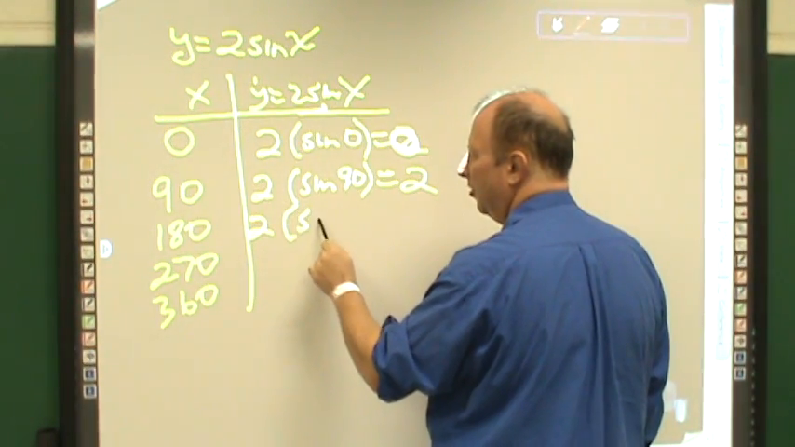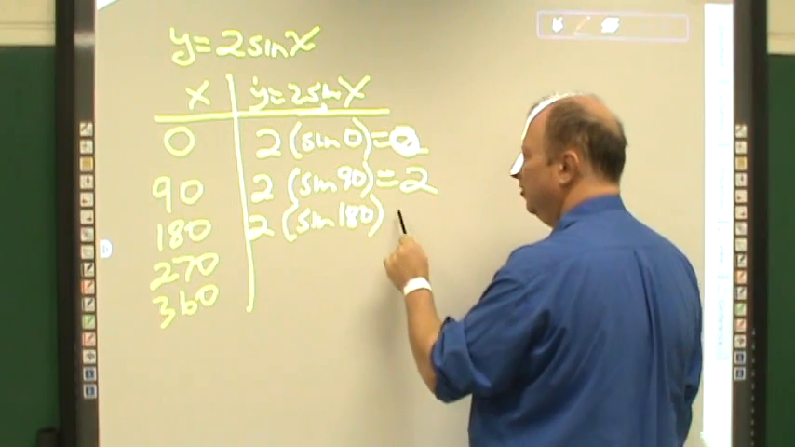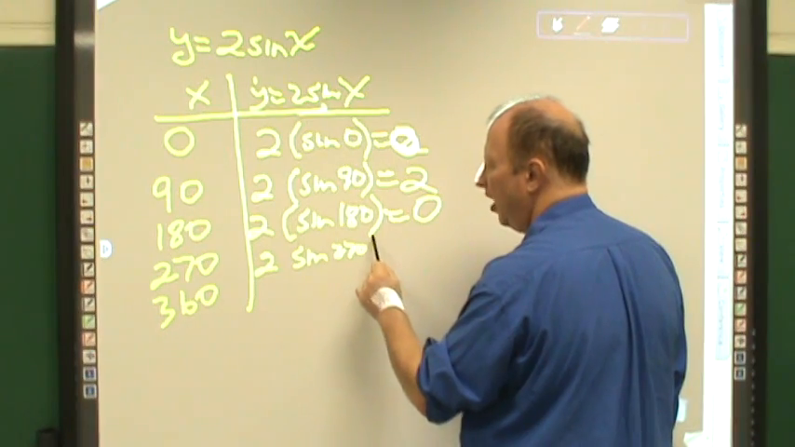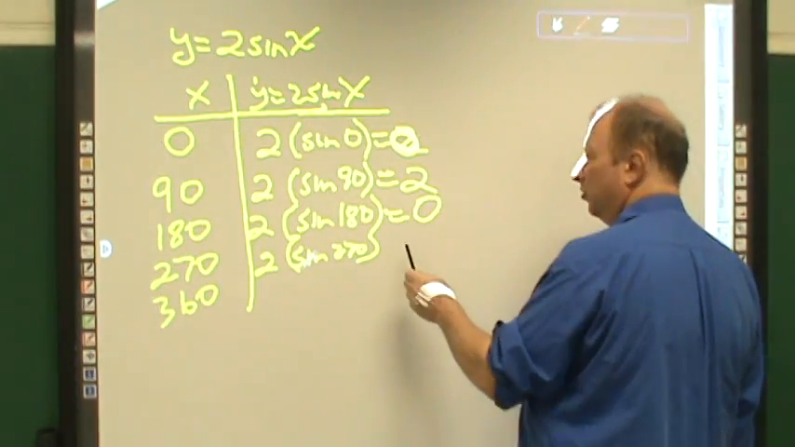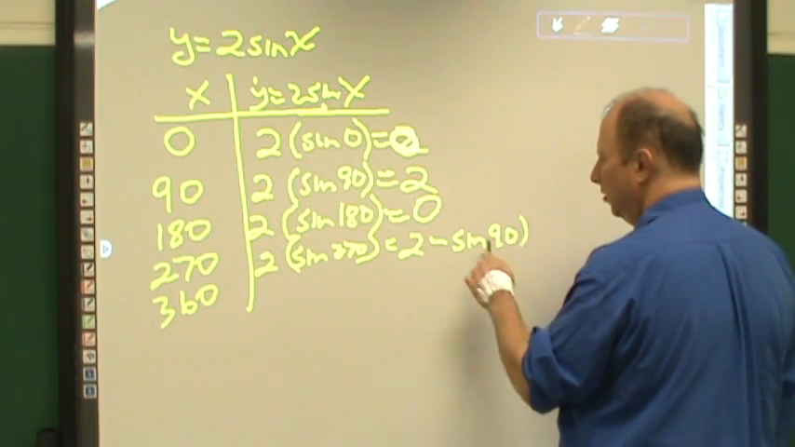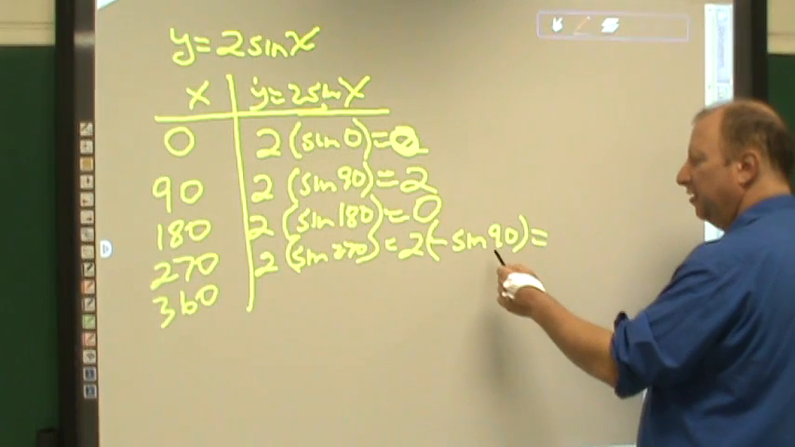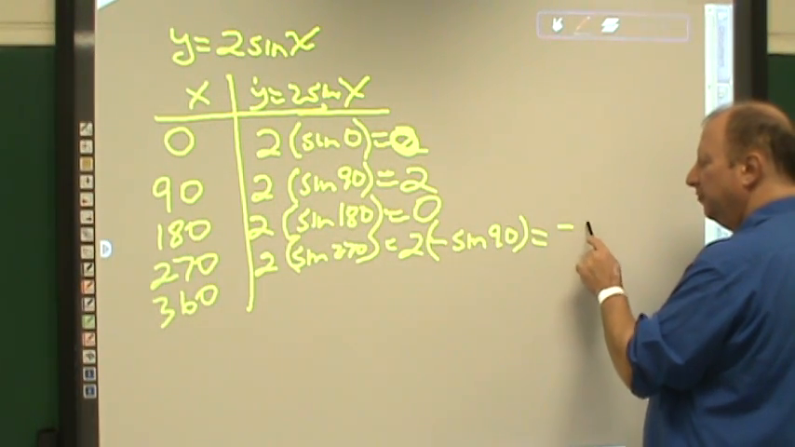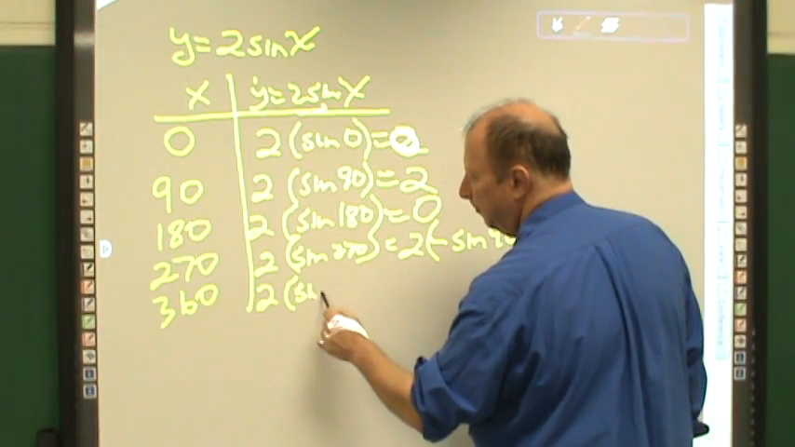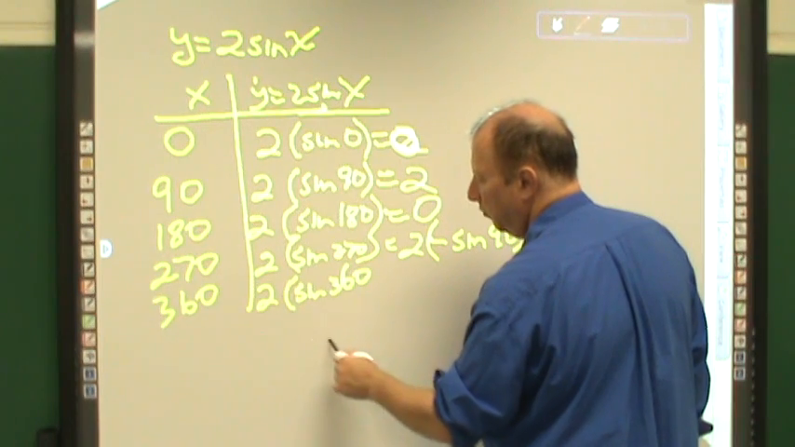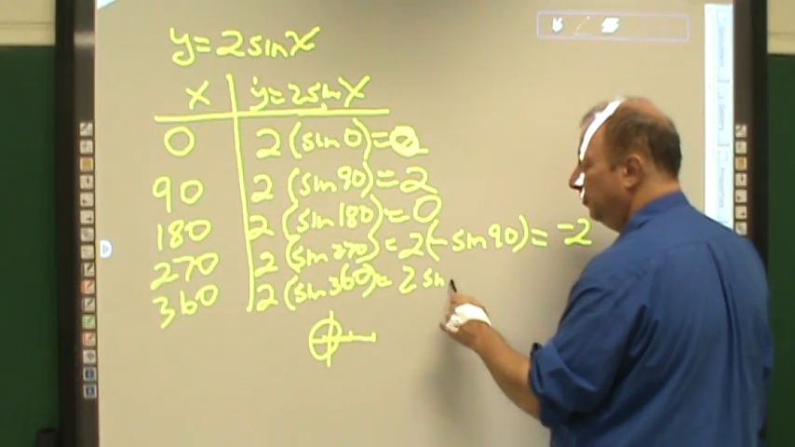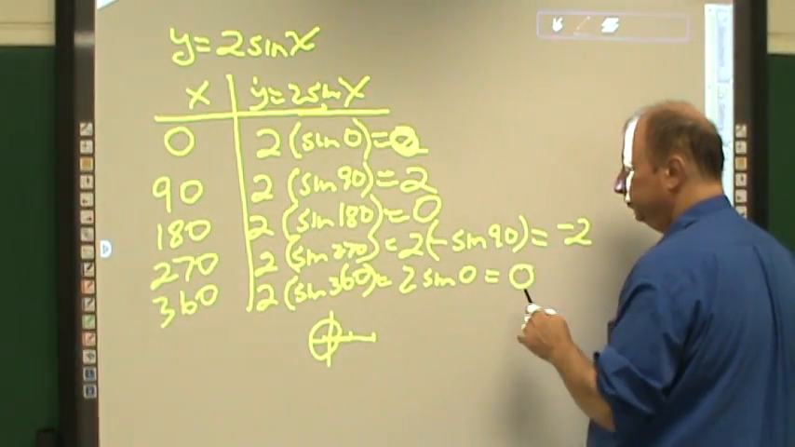2 times sine of 180, we're back again, 0. 2 times sine of 270, which happens to be 2 times negative sine of 90, which happens to be negative 1. So 2 times negative 1 is negative 2. And 2 times sine of 360, and since once again we end up at the same spot that we started with, that's 2 times sine of 0, which is 0.